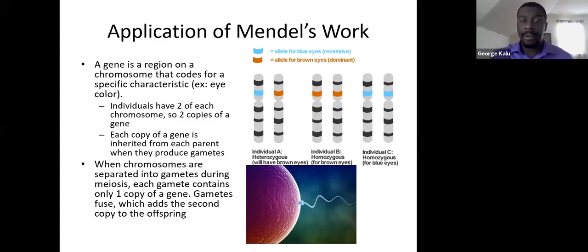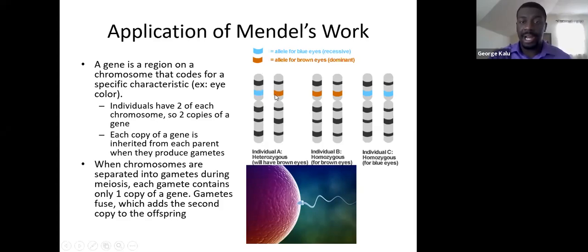Remember that when we're looking at chromosomes, we have a pair of chromosomes for each individual set: 23 pairs of chromosomes, each one found in twos. These are considered homologous chromosomes. Homologous chromosomes have the same set of genes. Remember that a gene is just a region on a chromosome that codes for some characteristic. In this case, we're looking at eye color. Each of these is a homologous chromosome.